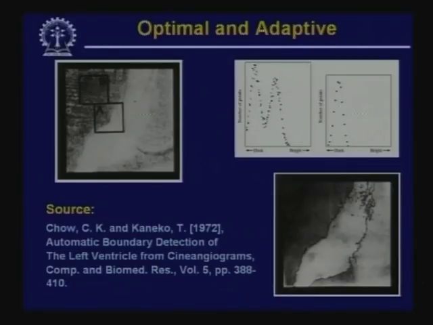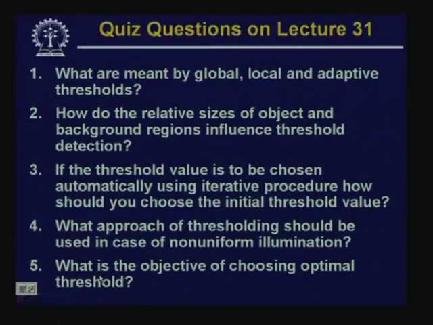Now, let us see some of the quiz questions on today's lecture. The first question is, what are meant by global, local and adaptive thresholds? The second question, how do the relative sizes of object and background regions influence threshold detection? The third question, if the threshold value is to be chosen automatically using an iterative procedure, how should you choose the initial threshold value? The fourth question, what approach of thresholding should be used in case of non-uniform illumination? And the last question, what is the objective of choosing optimal threshold?